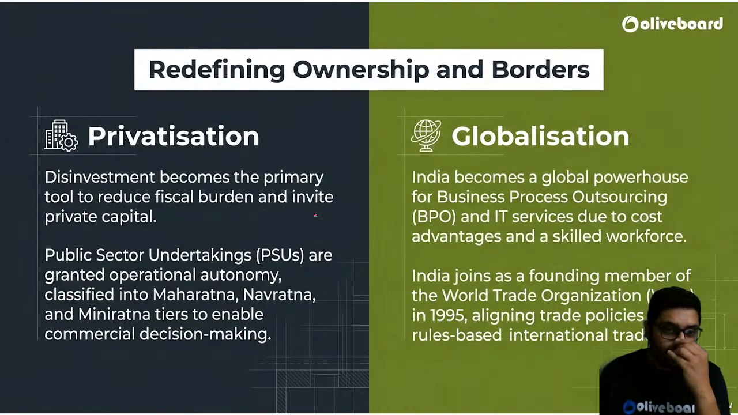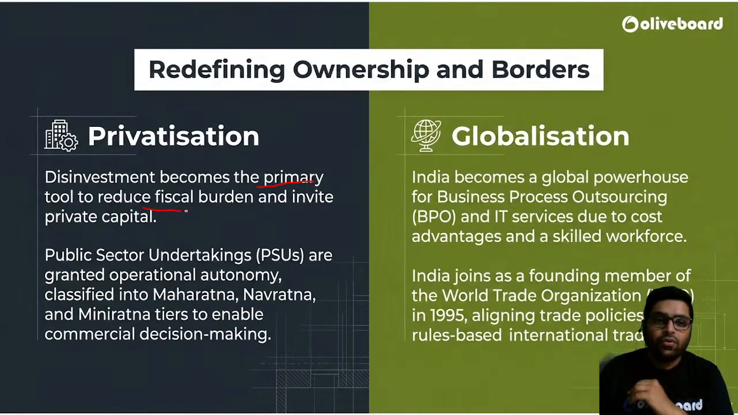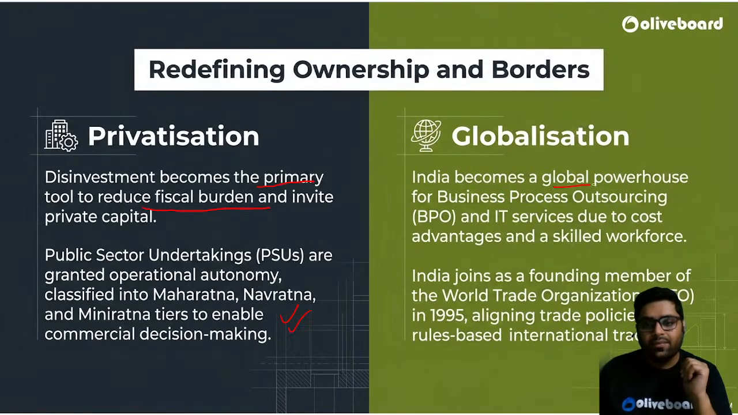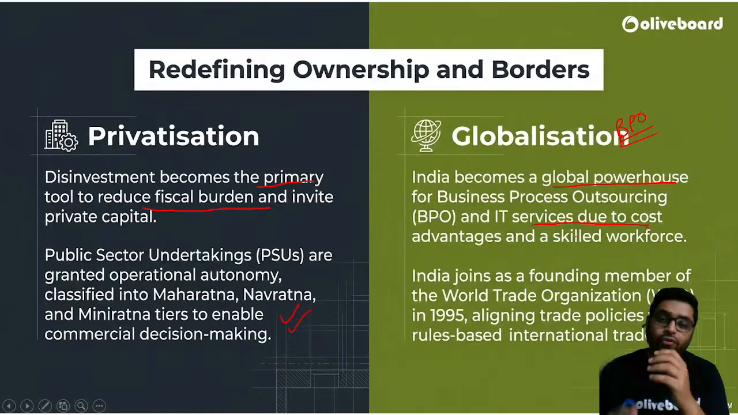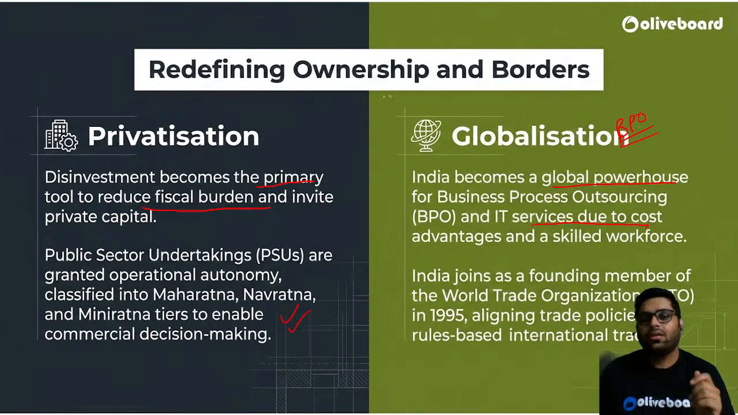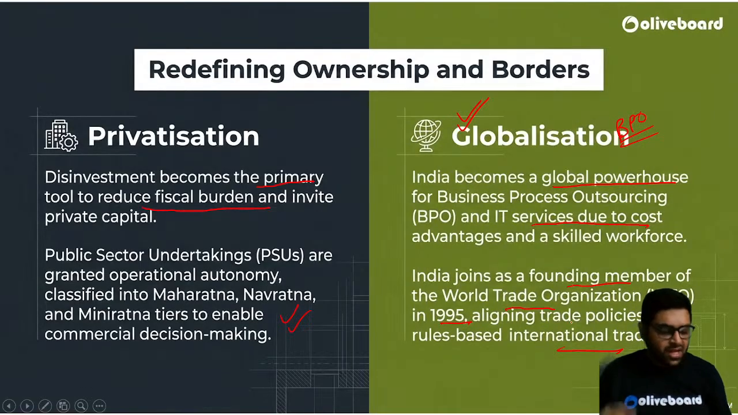Okay. Privatization meant disinvestment becomes the primary tool to reduce the fiscal burden. PSUs were granted operational autonomy, correct? Maharatna, Navratna, and Miniratna tiers were made to enable commercial decision making. Okay. Globalization: India becomes a global powerhouse. We started our business process outsourcing, BPOs, correct? Service exports, IT services, due to cost advantage and skilled workforce. Our IT sector boomed after globalization. India joined as a founding member of the WTO in 1995, aligning trade policies. Major reforms, major from the examination point of view, and major in terms of knowledge and history also.